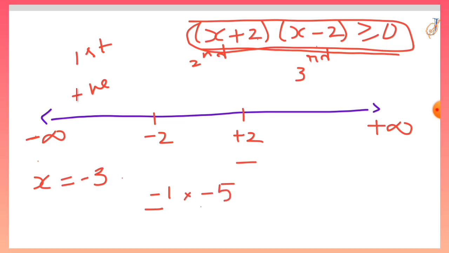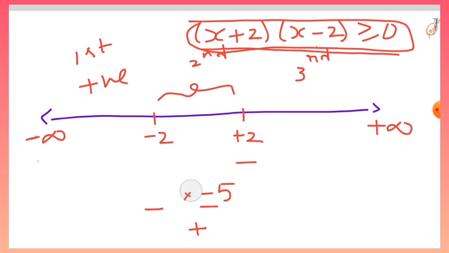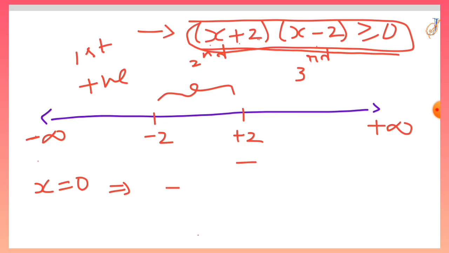So minus times minus gives plus only. That means in the first region the function is going to be positive. If you take the second region, the values are in between minus 2 and plus 2. Suppose you plug x as 0 in this function: 0 plus 2 gives plus 2, times 0 minus 2 gives minus 2. So plus times minus gives minus only. In the second region the function is negative.